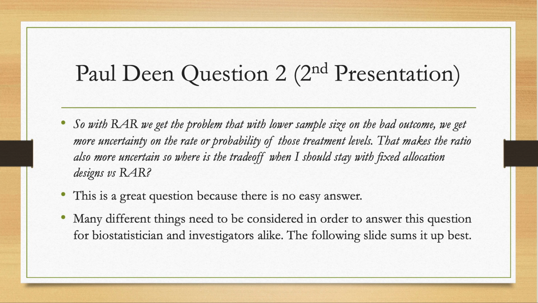And so Paul's second question. With RAR, we get the problem that with lower sample size on the bad outcome, we get more uncertainty on the rate or probability of those treatment levels, which makes the ratio also more uncertain. So where is the trade-off when I should stay with fixed allocation designs versus using RAR? And Paul, you got me. This is a great question because there is no easy answer. Many different things need to be considered in order to answer this question for a biostatistician and investigators alike. And I think the following slide sums it up best.